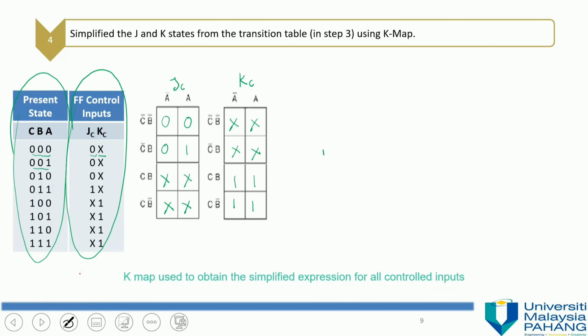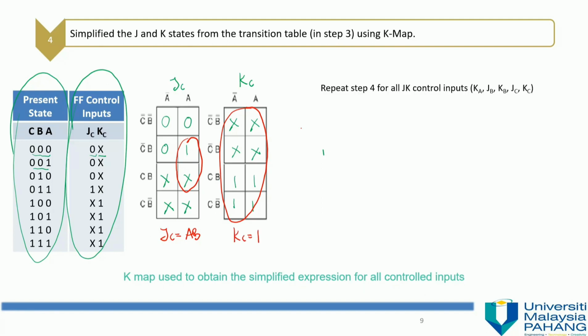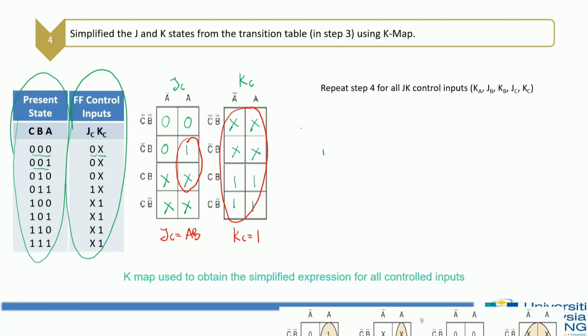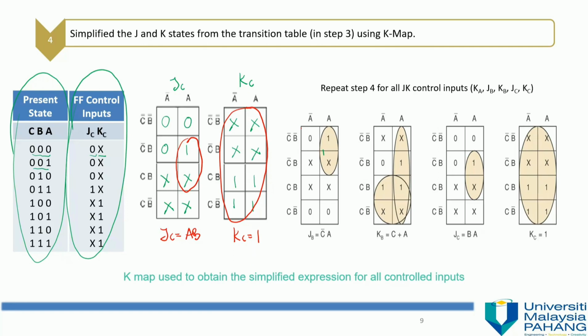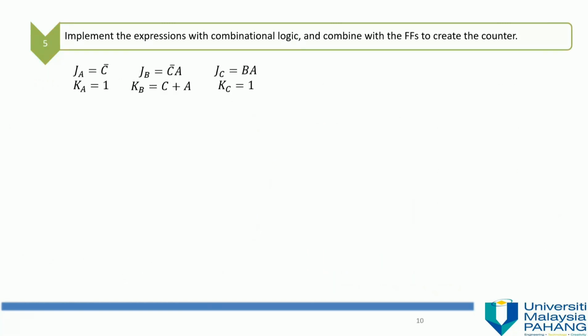After that, we group all the ones to simplify this circuit. For JC, we can make a group of 2 here, and for KC, we can make a group of 8 here. So we have the equation JC equals AB and KC equals 1. We repeat this step for all JK control inputs. So you will get JA equals C bar, KA equals 1, JB equals C bar A, KB equals C plus A, JC equals BA, KC equals 1.